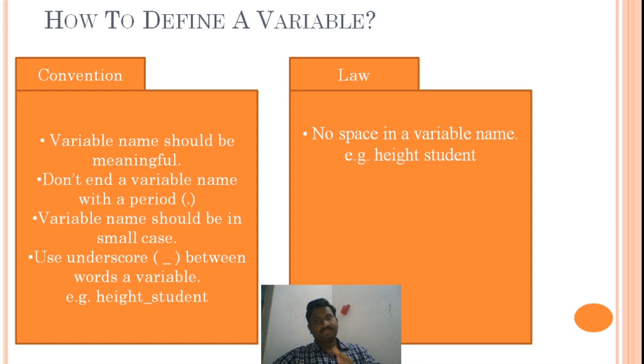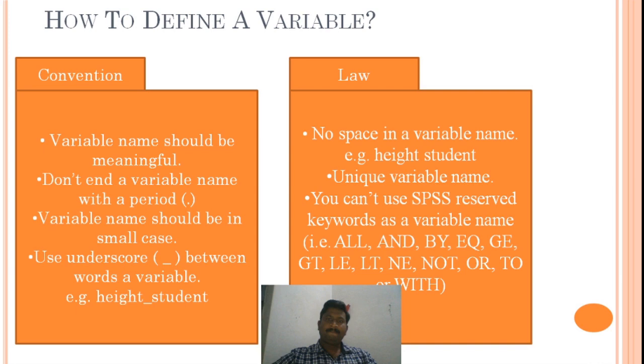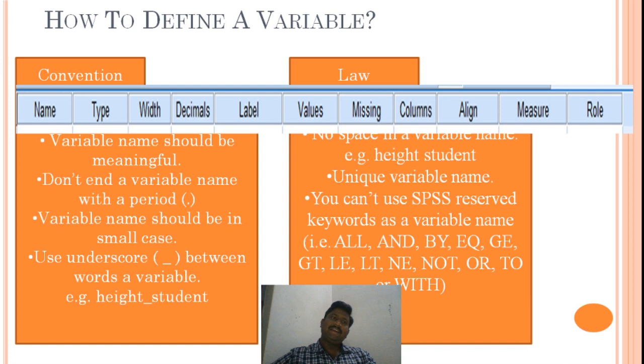Unique variable. Unique because you will not get confused, and once you have defined one variable, you cannot give this name to another variable. You can't use SPSS reserved keywords like ALL, AND, BY, EQ, GE. You need not remember these words. Once you use these words, SPSS will itself say no, because this is law and we cannot violate the law. Okay. And these are the properties associated with the variables in SPSS.